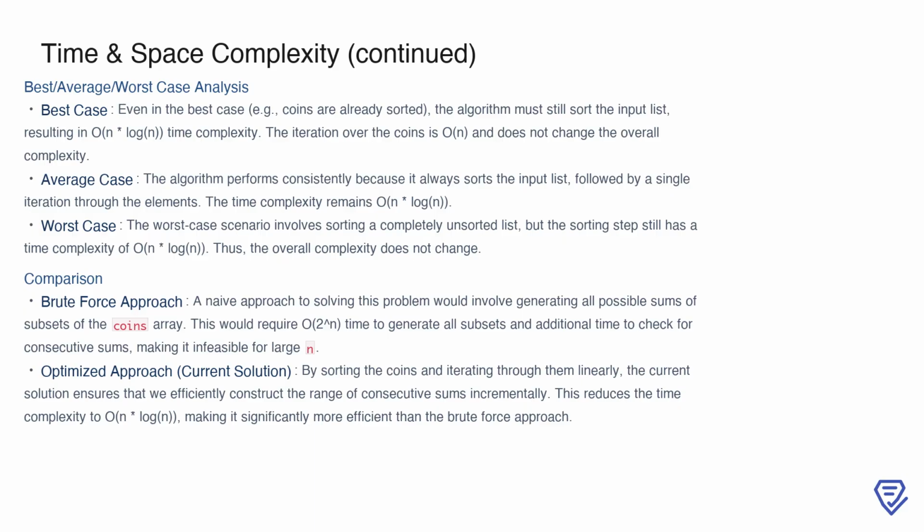To put this into perspective, a brute force approach would involve generating all subsets of the coins array to calculate possible sums. This would take 2 to the power of n time and is impractical for larger inputs. The optimized approach presented here avoids this inefficiency by sorting the coins and iterating through them linearly, constructing the range of consecutive sums incrementally. This is why the current solution is far more efficient, with a time complexity of n log n.